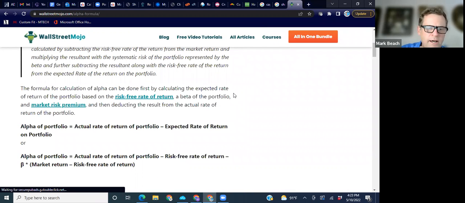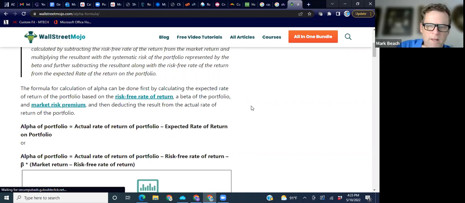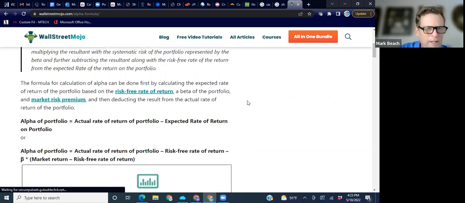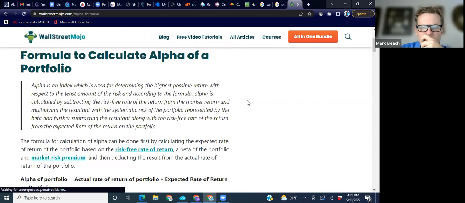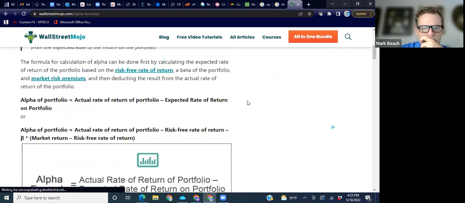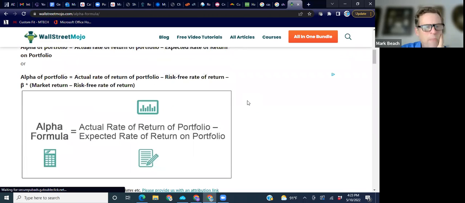formulations there. The alpha of a portfolio is equal to the actual rate of return of the portfolio minus the expected rate of return on the portfolio, or the alpha of the portfolio equals actual rate of return minus risk-free rate of return minus beta times market return. So there's quite a formula there. And what he's doing is describing it in plain English. Alpha equals actual rate of return of a portfolio minus the expected rate of return on the portfolio.